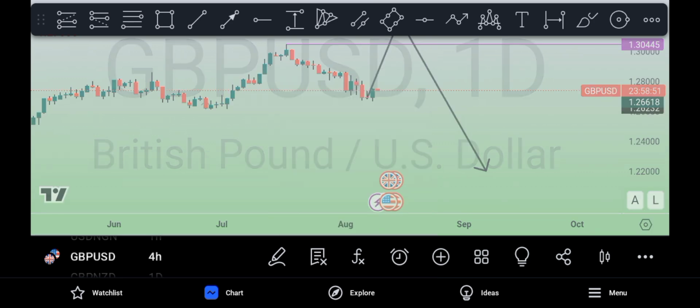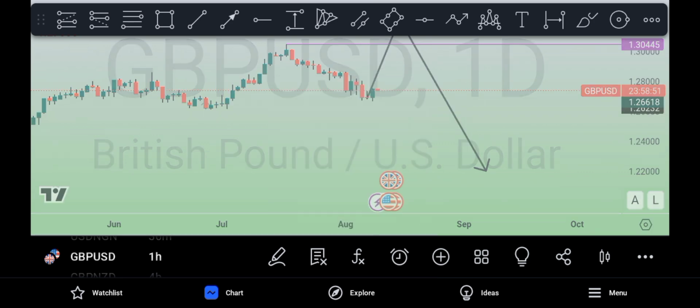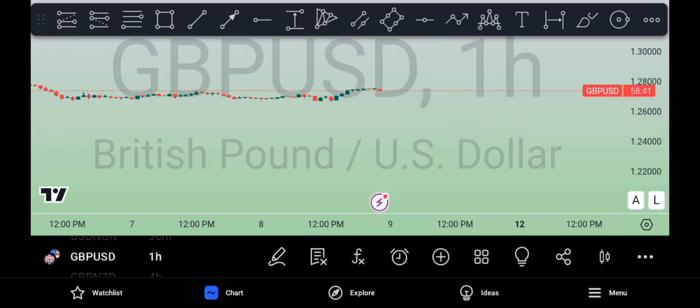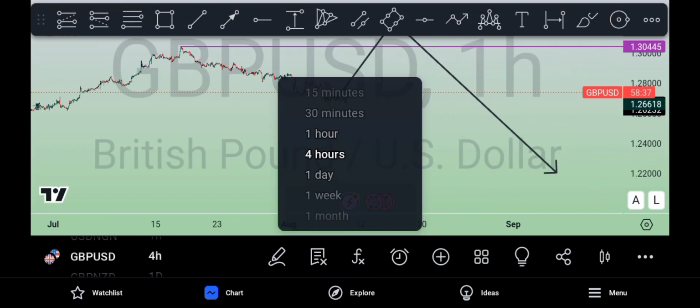Let's scale down to smaller time frames. Oh, my network is delaying. I don't know what's going on. What's happening? All right.